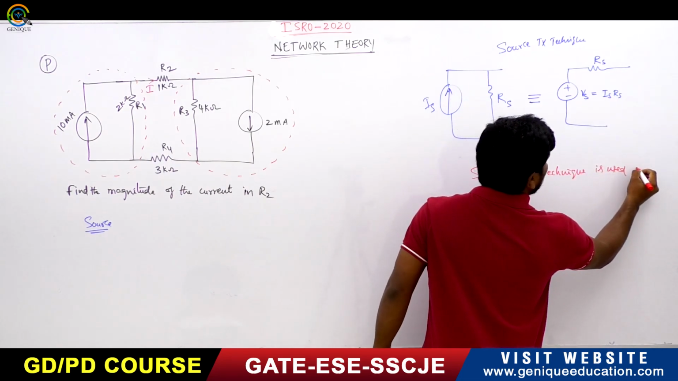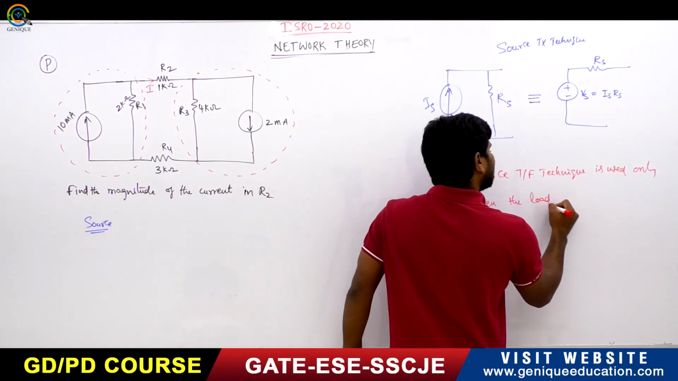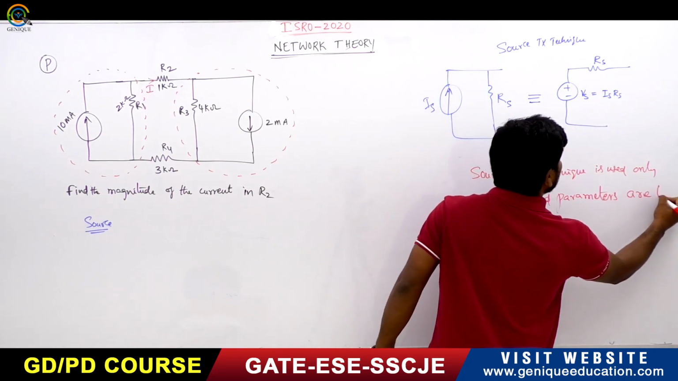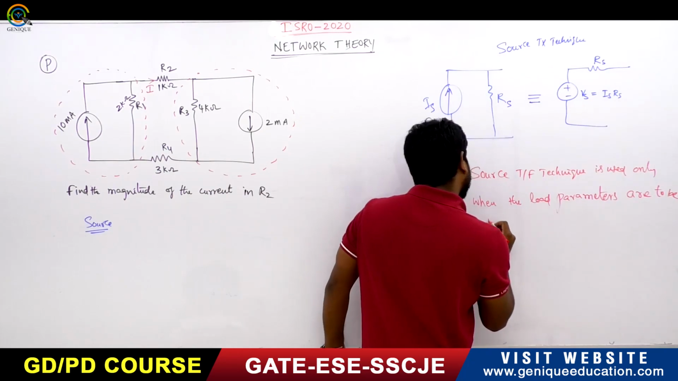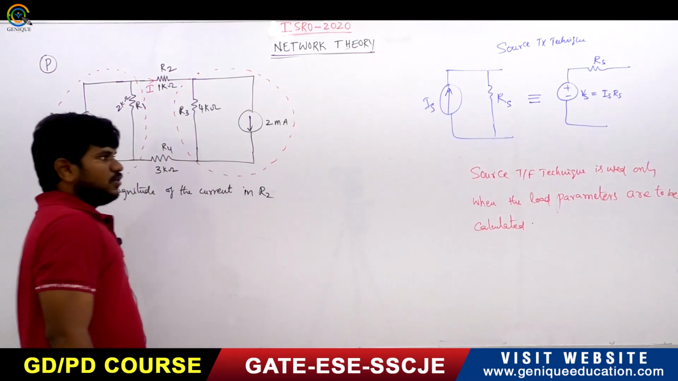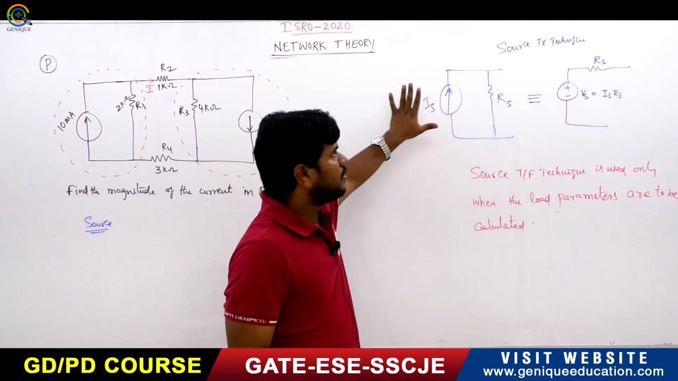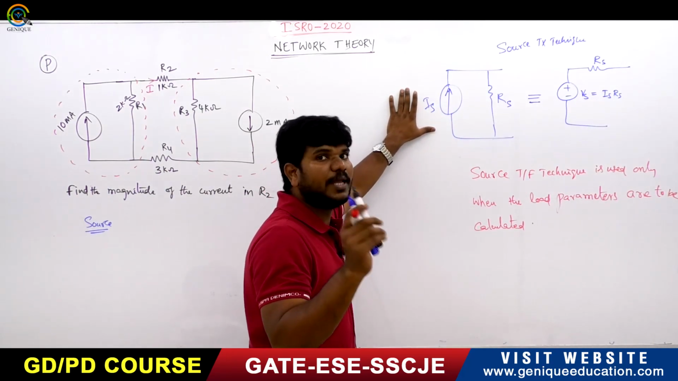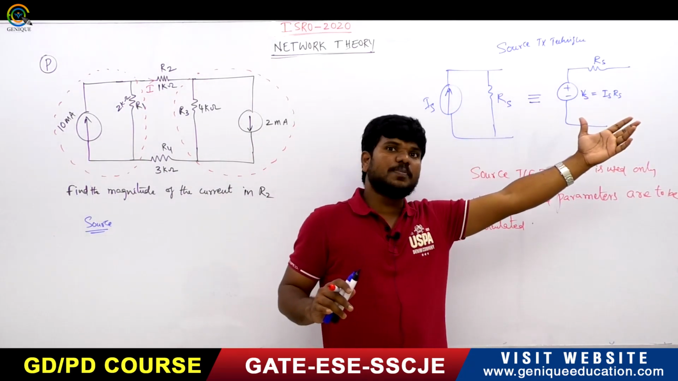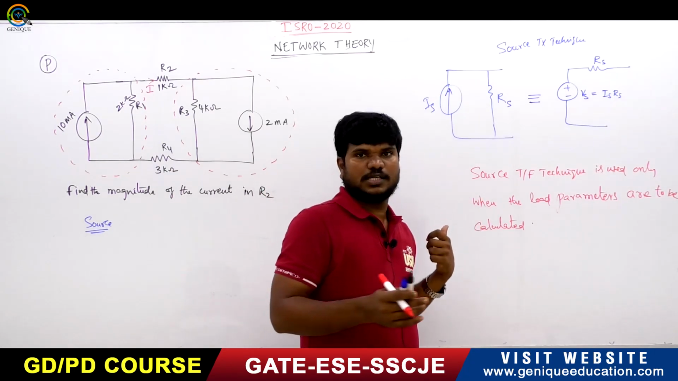is used only when the load parameters are to be calculated. So this is the point you should understand. Whenever you want to find the source power or source voltage, this source transformation technique cannot be applied. Suppose you want to find the load parameters, then on the left side at the source end, you can apply the source transformation technique.